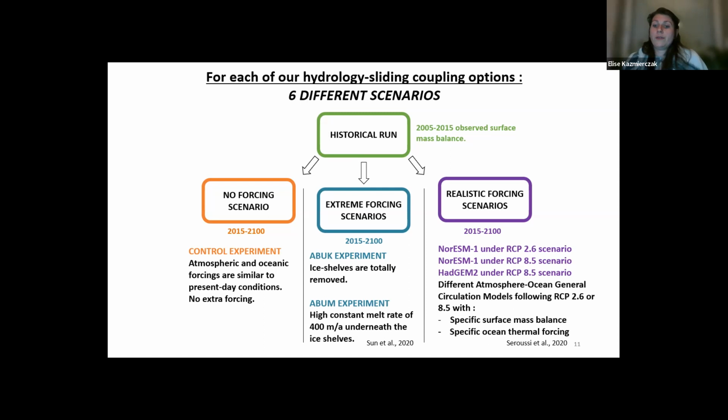The two extreme forcing scenarios taken from ABUMIP experiments in Sun et al. 2020 are used to sample the intrinsic sensitivity for the full set of subglacial characteristics. One of them, the ABUK experiment, destroys the ice shelves at the start of the experiment and does not allow them to regrow during the run. The other, the ABUM experiment, applies a high constant melt rate of 400 meters per year underneath the ice shelves. These different kinds of experiments allow us to better understand the real subglacial control on ice sheet flow.